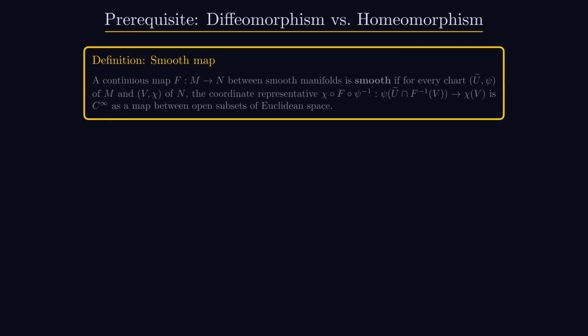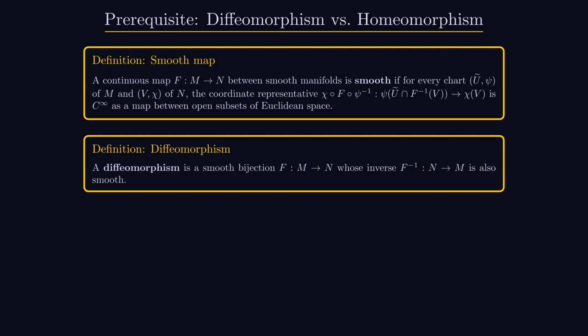A map F from a smooth manifold M to a smooth manifold N is called smooth under one condition. Take any chart psi on M and any chart chi on N and form the composition chi composed with F composed with psi inverse. F is smooth if this coordinate representative is C infinity as a map between open subsets of Euclidean space. This is the only way to define smoothness on manifolds, always through coordinate charts. A diffeomorphism is a smooth bijection whose inverse is also smooth. Two smooth manifolds are diffeomorphic if there exists a diffeomorphism between them.